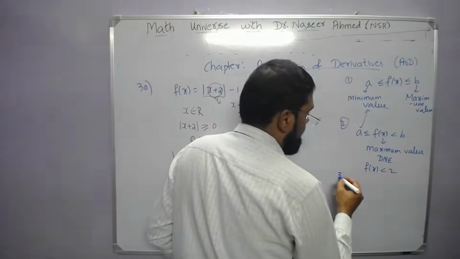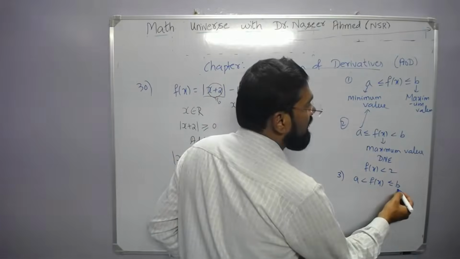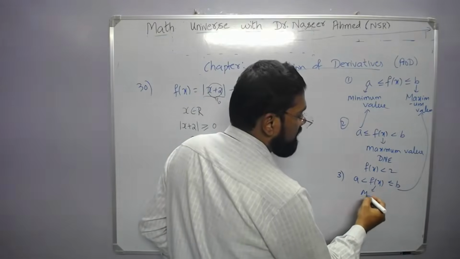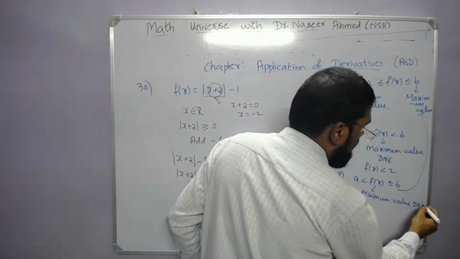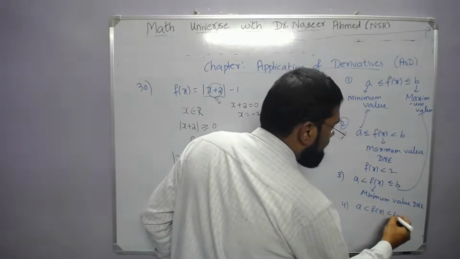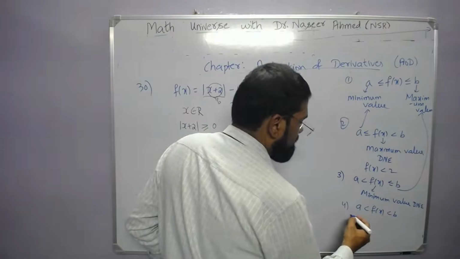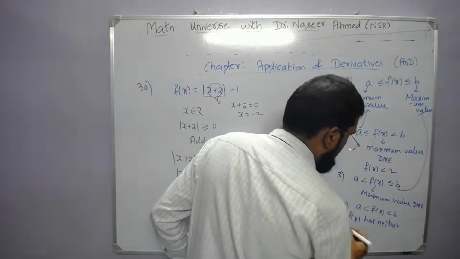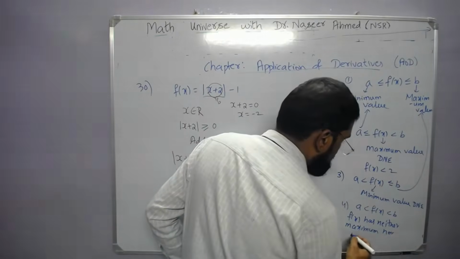Similarly, let's suppose I have a less than f of x less than or equal to b. Now b is the maximum value for f of x, and here the minimum value of f of x does not exist. Similarly, if I have a less than f of x less than b, then both values do not exist. f of x has neither maximum nor minimum values.